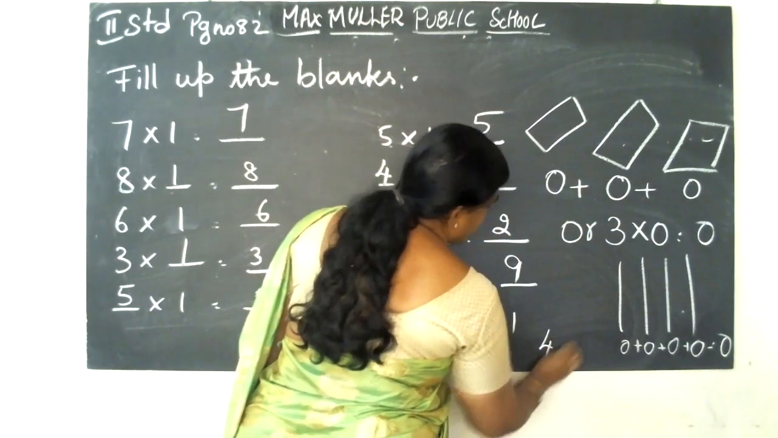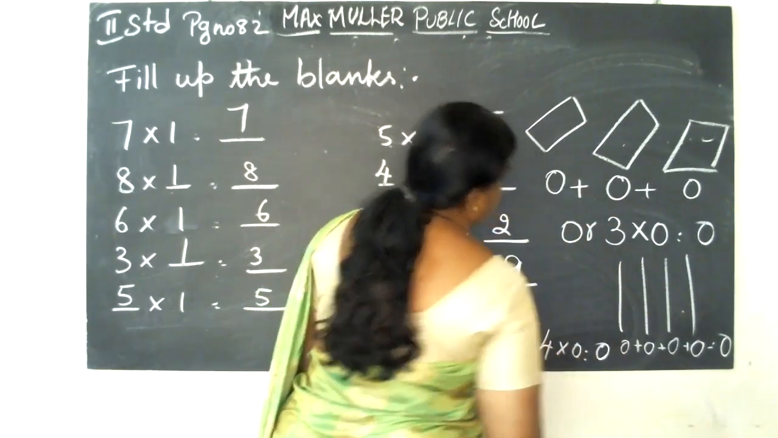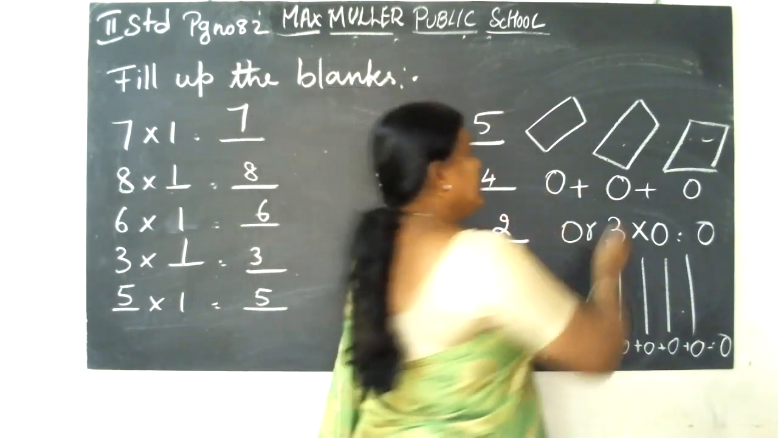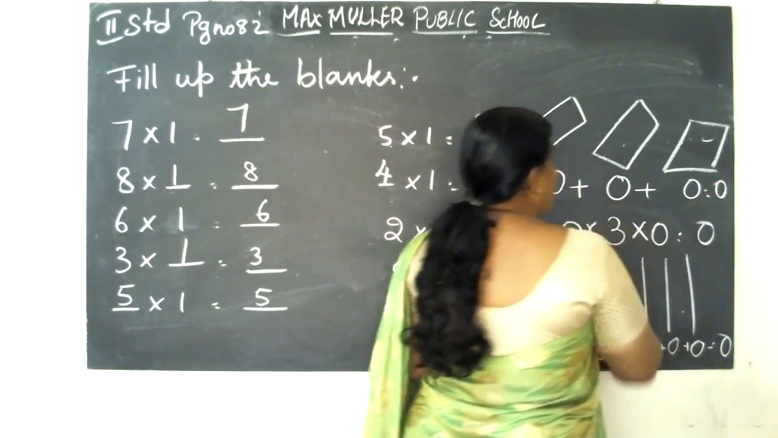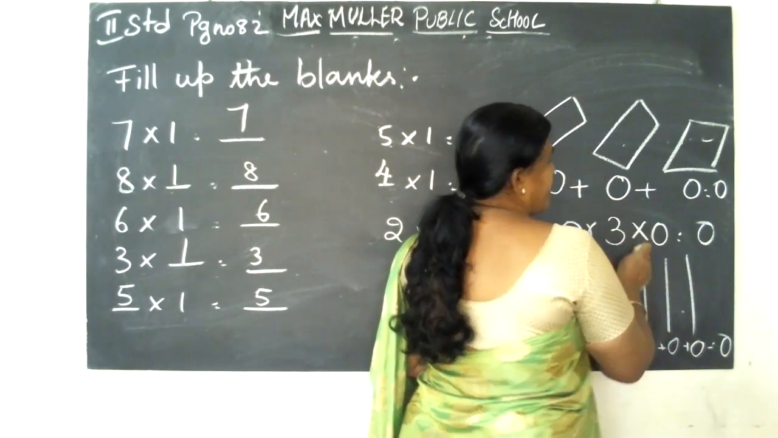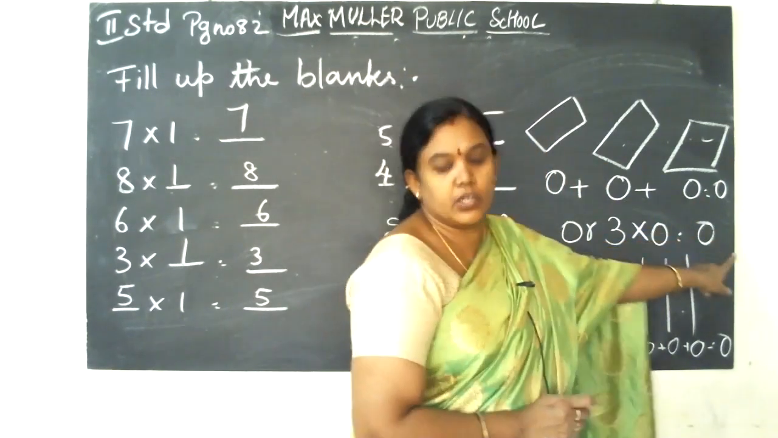If 4 into 0 equals 0 only will come. See here, 3 rows. 0 plus 0, 0. 0 plus 0, 0. How many zeros are there? 3 zeros. If you multiply with 0, you will get 0 only, children.